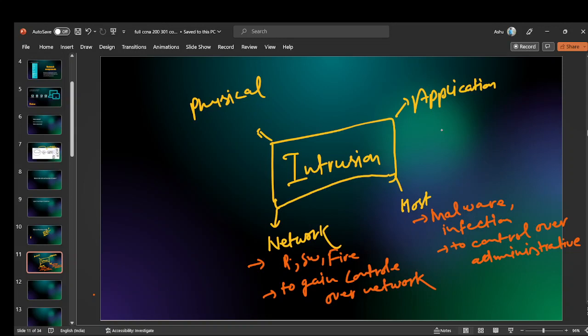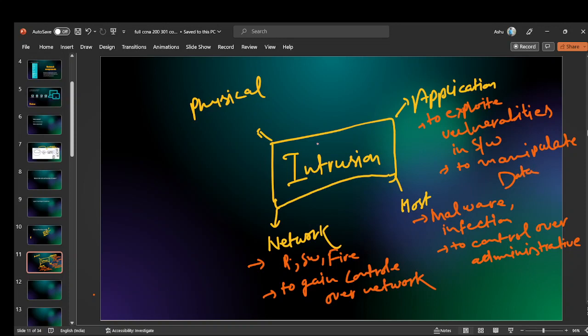Now, what is application intrusion? What do we understand about application intrusion? This level of intrusion involves exploiting vulnerabilities in software applications. Clear? This is the point, to gain unauthorized access and manipulate data.